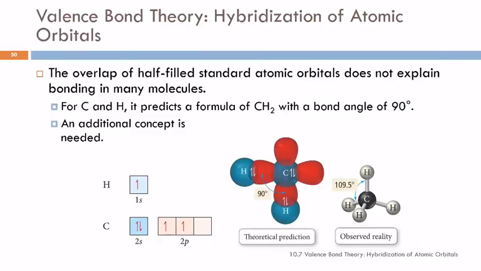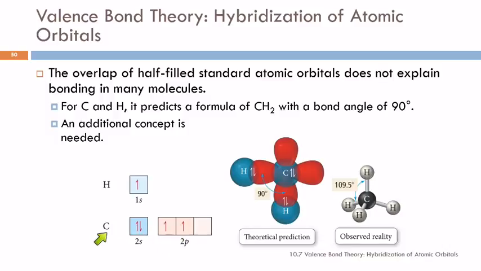Let's look at methane. Methane is CH4. If we look at the valence electrons for carbon and the valence electrons for hydrogen, here's hydrogen, here's carbon. Carbon has 4 valence electrons, and it'll be 2s2, 2p2. So we have 2 half-filled p orbitals.